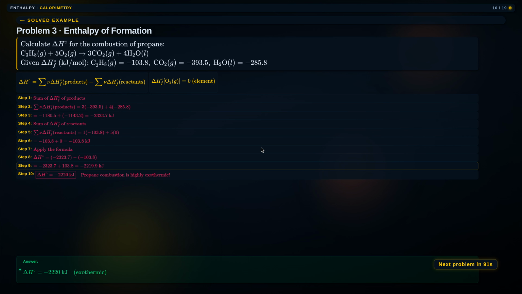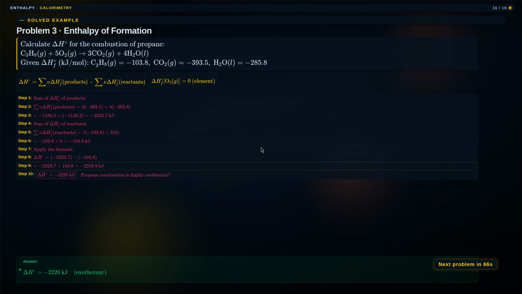Step 1. Sum of products. 3 times negative 393.5 plus 4 times negative 285.8. Negative 1,180.5 plus negative 1,143.2 equals negative 2,323.7 kilojoules.